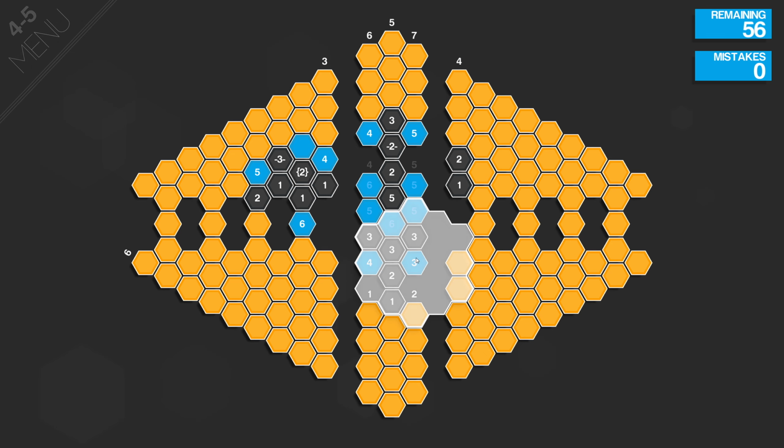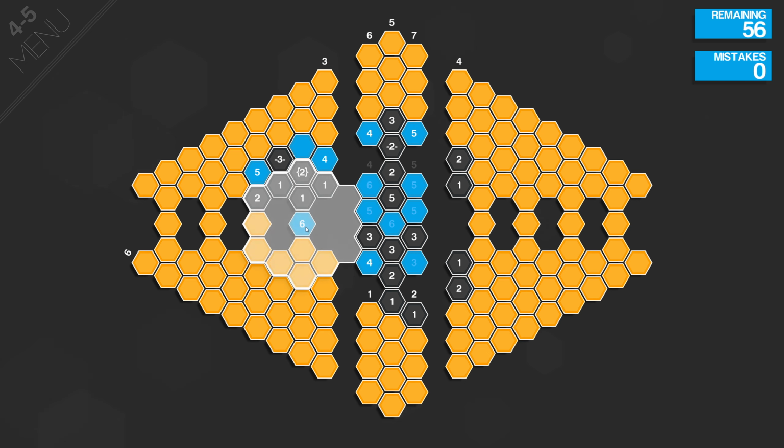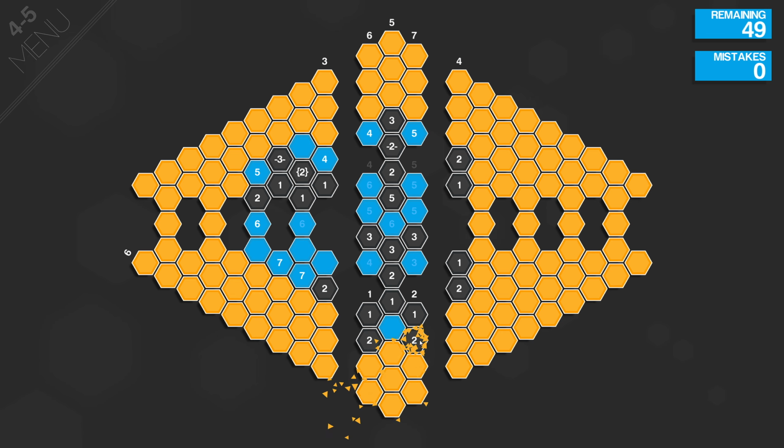How's this 3 doing? 1, 2, 3, that's good. And this 4 needs 1 more, but we don't know which. This 6 here needs 6, so we can colour all of that. Now this 4 has 4, so we can get rid of those. This one needs 1, which is that, which means the flanking sides are not the same.